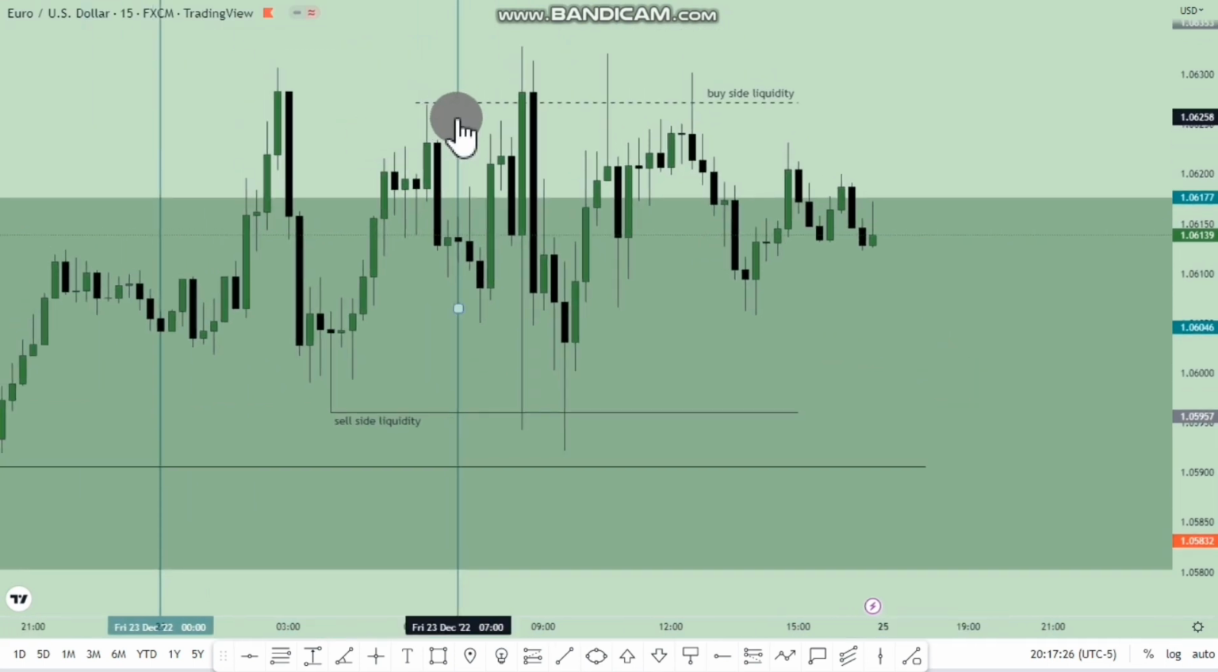You see guys, price took out a high after New York midday. You see, that's our New York midday line. So price took out a high after New York midday, and you can see on the left side that is the high that was created in the time that we normally take the trades.